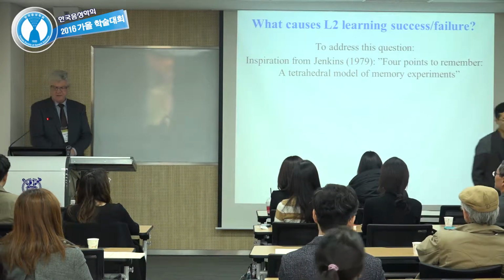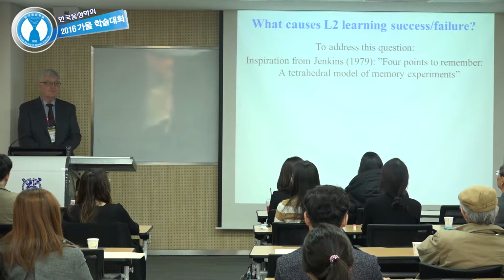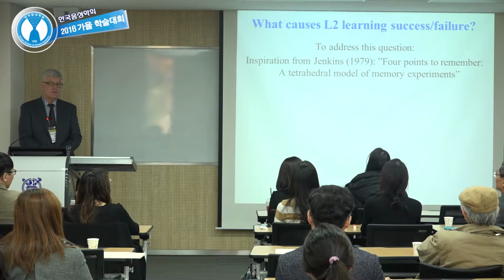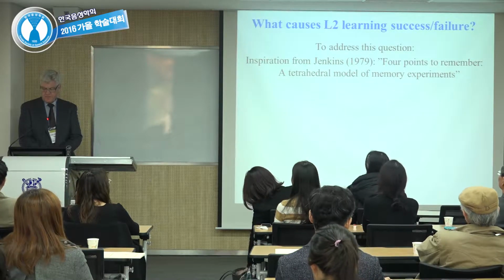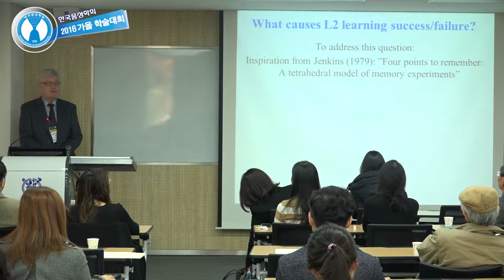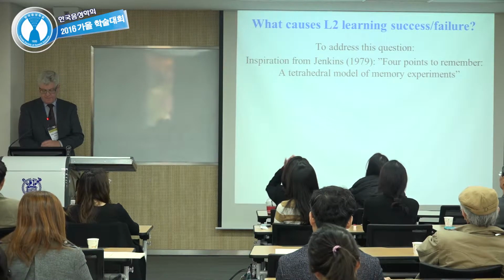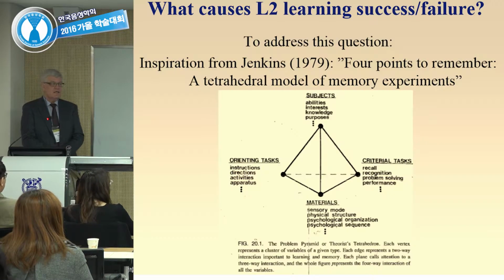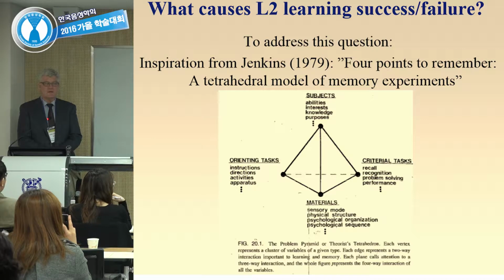To address this question, I drew some inspiration from Jim Jenkins, who was one of the greatest memory researchers. He's not around anymore. He once wrote a book chapter called 4 Points to Remember, a tetrahedral model of memory experiments. He pointed out that in any memory experiment, you may have four-way interactions among various factor groups. And we shouldn't go into this.